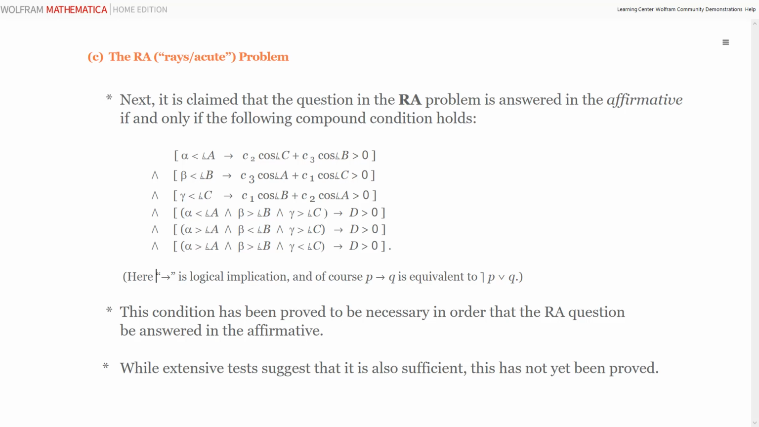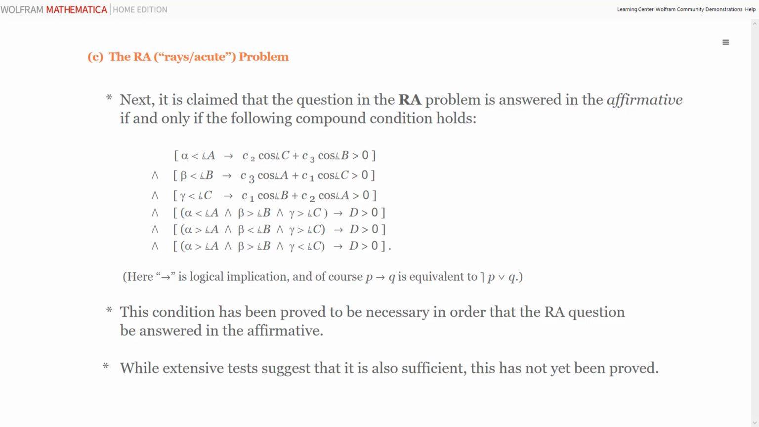And let me point out quickly that my arrow notation here is used for logical implication, of course. Well, if you've studied formal logic, then you recognize that P implies Q is equivalent to not P or Q, right? So I could rewrite this whole thing in terms of ands and ors and nots.